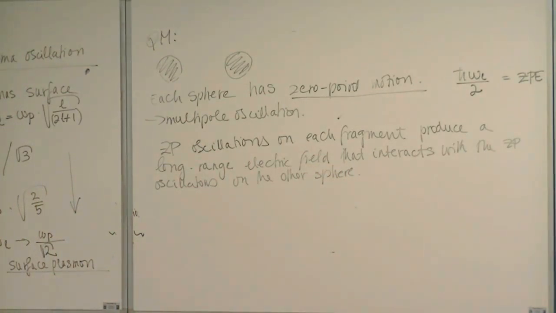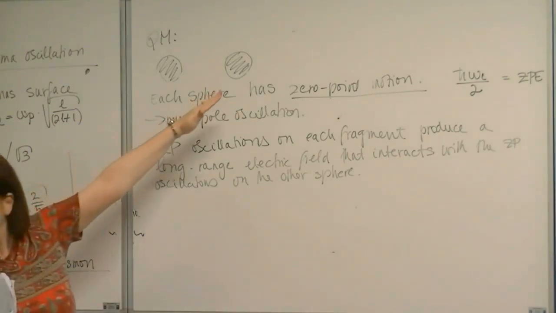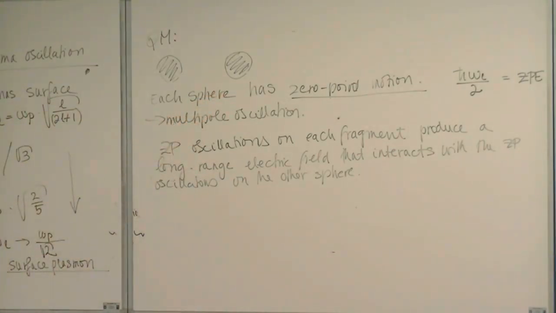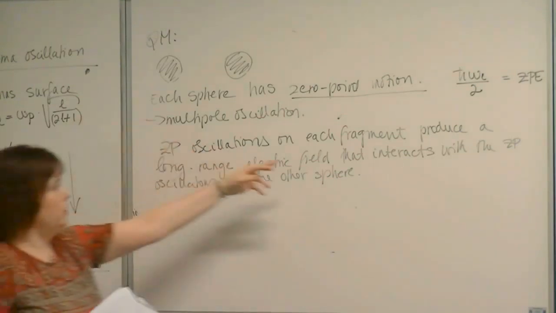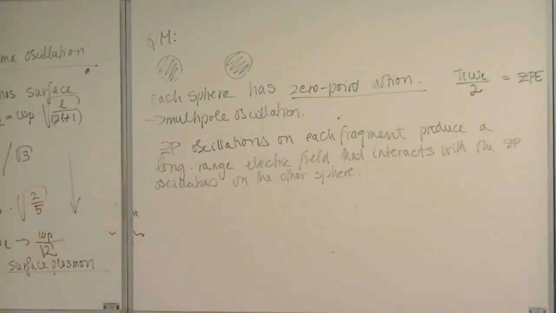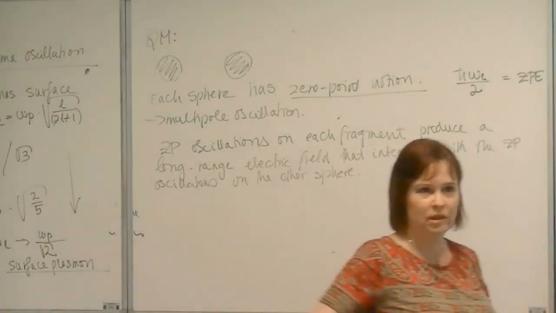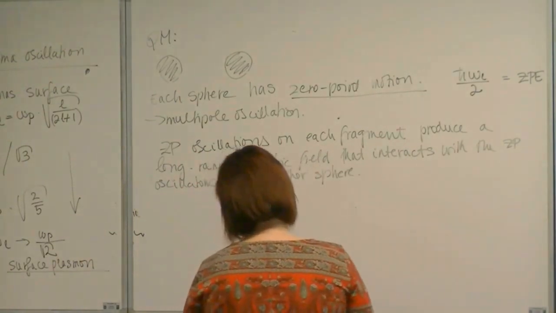is the source, at least qualitatively, of the van der Waals interactions. So we have one fragment which produces the zero-point oscillations. This will produce a long-range electric field. So notice that this is the electric field that I was talking about when I derived the second polarization energy. So this is what we have, an electric field that will interact with the zero-point oscillations on the other sphere. And then the other sphere back polarizes the first fragment. That's going back and forth, so we have a van der Waals interaction, a coupled Coulomb interaction between the two fragments.